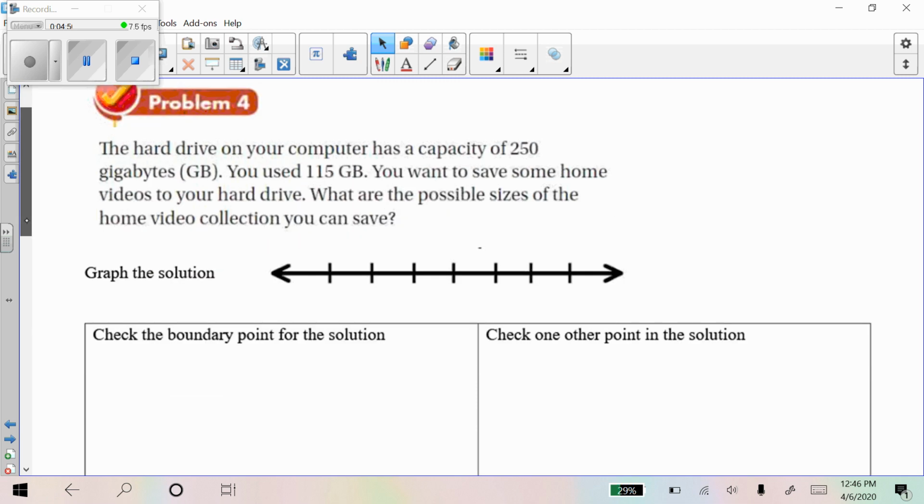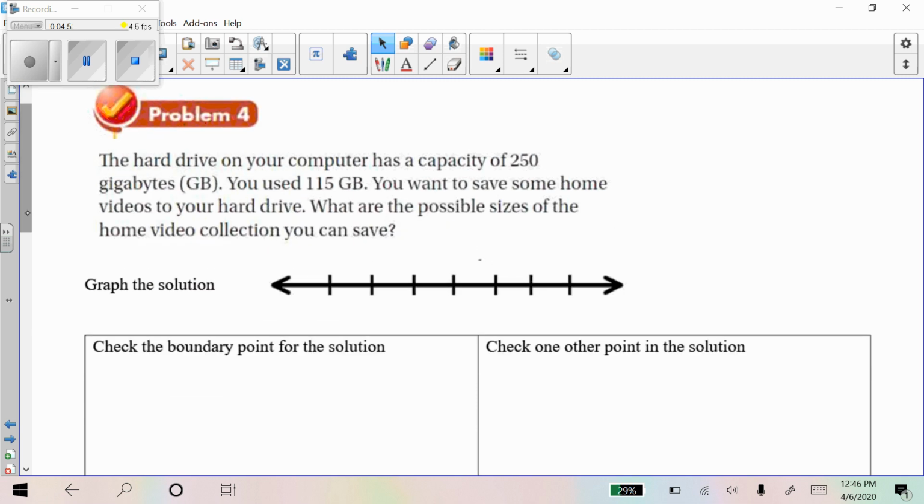Problem number 4, we're going to actually make an inequality to represent this problem. It says the hard drive on your computer has a capacity of 250 gigabytes. You've used 115 gigabytes. You want to save some home videos on your hard drive. What are the possible sizes that you can save? So let's say M is the memory. And if you take the memory of your videos, maybe I'll use V. V makes even more sense here.